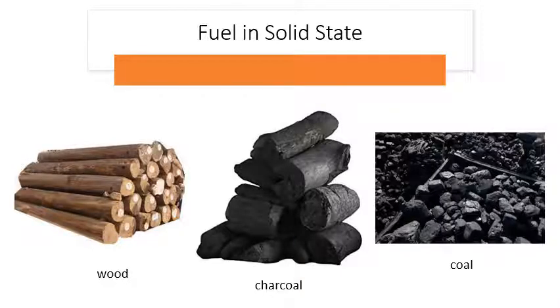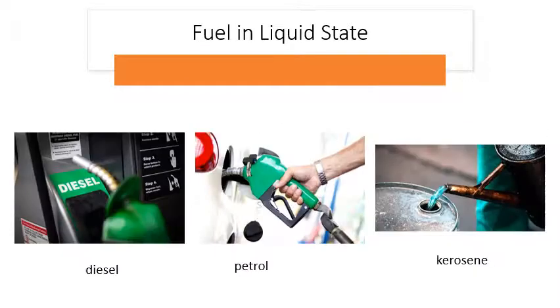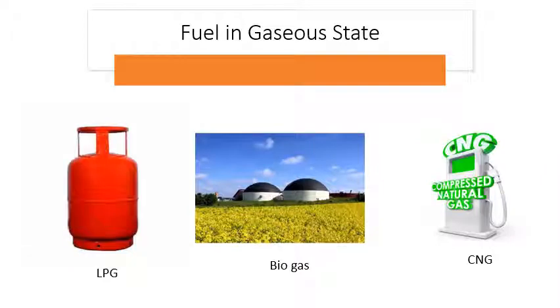Fuel in solid state. When we talk about fuel in solid state, the simplest example, as you can see here, is the wood, charcoal, coal, etc. Next is a fuel in liquid state, like for example, diesel, petrol, kerosene, etc. These are the byproducts of petroleum. Next is the fuel which occurs in gaseous state. For example, LPG, biogas and CNG.